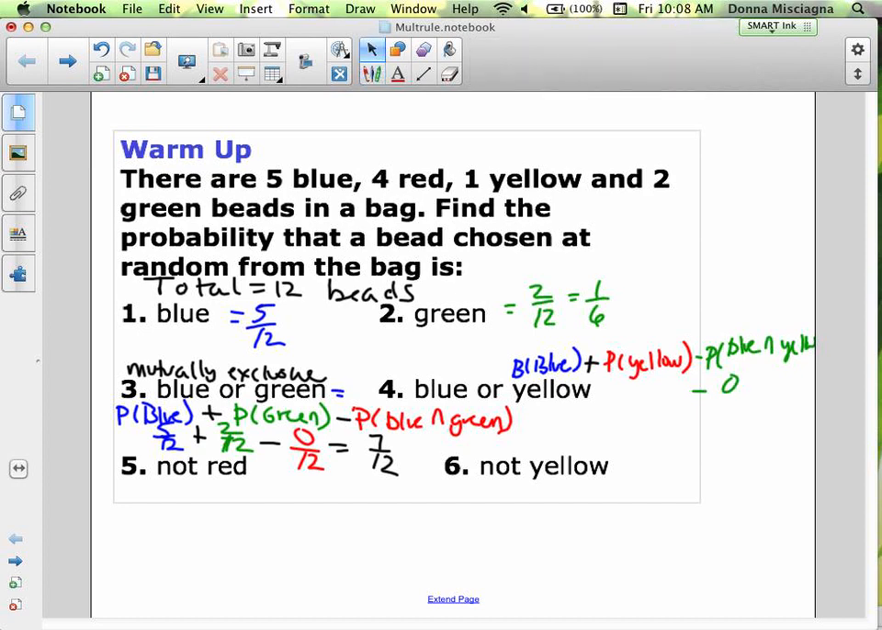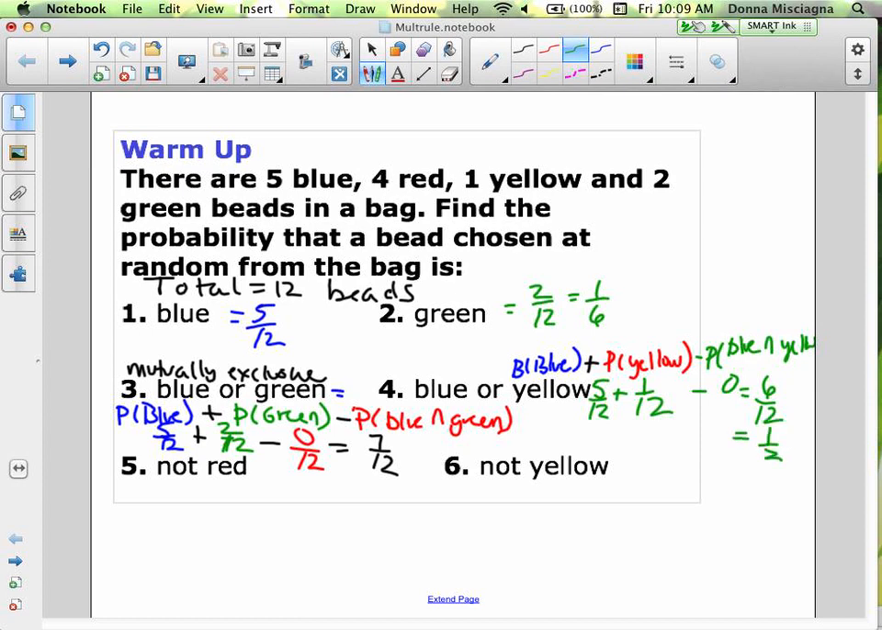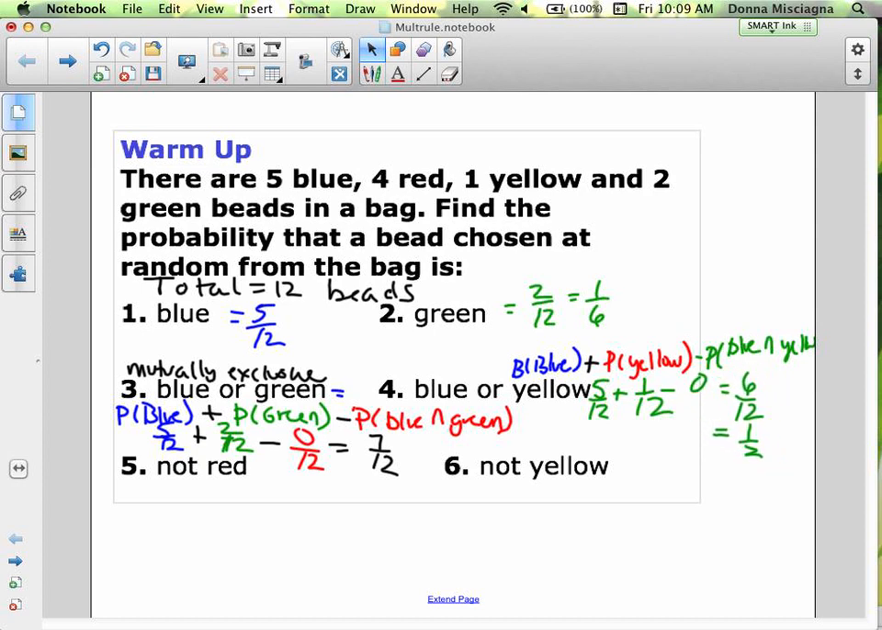So how about the rest of it? Yellow 3. So what's the probability for the blue? Yep, and the probability of yellow. And so our answer then would be 6 over 12 or 1/2. Right? Because there's nothing in that intersection. So if there's nothing in your intersection, you're not actually going to subtract anything off. So for mutually exclusive, it is just going to be the sum of those because there's nothing in the intersection.